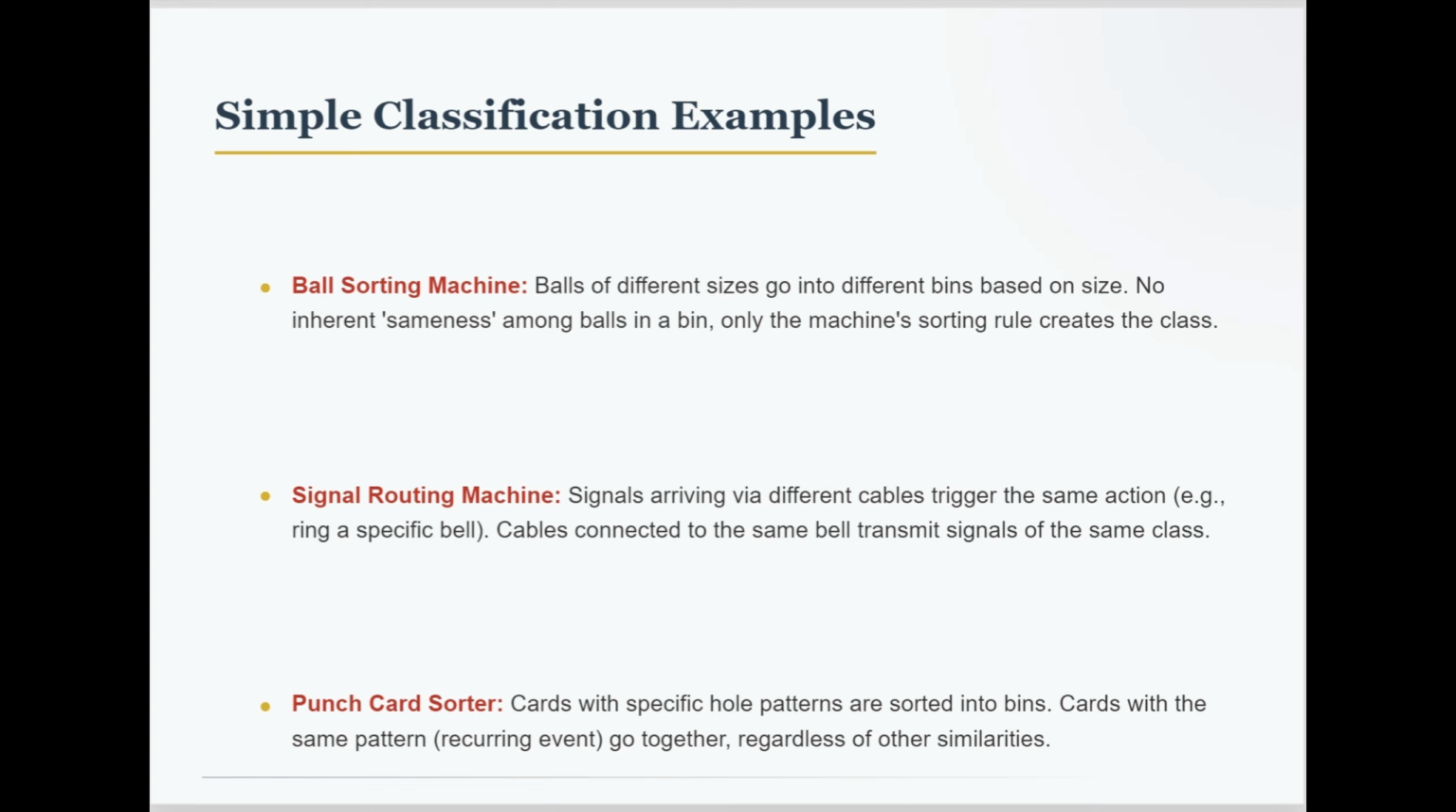Think about simple machines. A ball sorting machine. Balls of different sizes go into different bins. The size itself isn't special. The machine's rule is: balls in bin A aren't objectively similar except for the machine's action. Another example, a telephone switchboard. Signals coming down cable 1 always ring bell X. Signals from cable 2 also ring bell X. So, signals from cable 1 and cable 2 belong to the same class, the class of signals that make bell X ring.